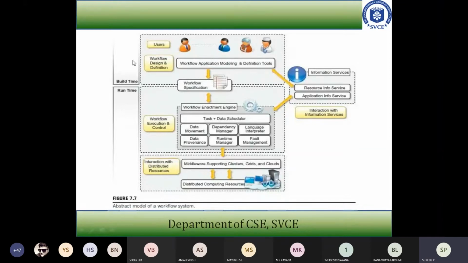So this is a typical abstract model of the workflow system, what it contains and how the interaction will be done with the distributed resources. Here you can have the middleware between your workflow execution and control unit and the interaction with the distributed resources. So there will be one middleware there. What is the middleware going to do? The middleware will help decide how the distributed infrastructure has to be provided: whether I have to make use of the cluster, the data grid, or the supercomputer, that has to be taken care of by the middleware. So that's what it is going to have.